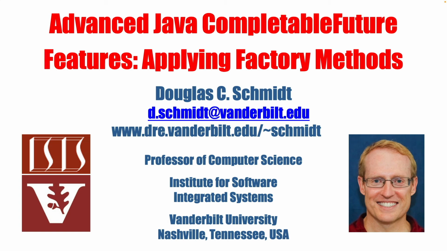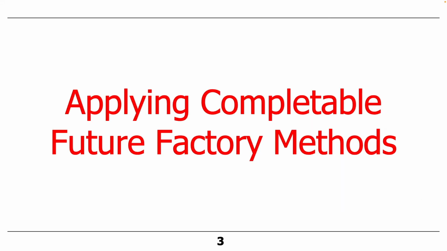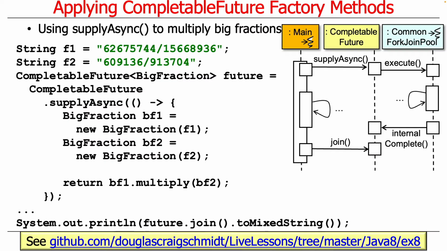So now that we've introduced the concept of factory methods for Java completable futures, let's talk about how to apply those factory methods by looking at an example. And this particular example, as usual, is in my GitHub repository, and it's in the EX8 project in the Java 8 folder in my live lessons repository.